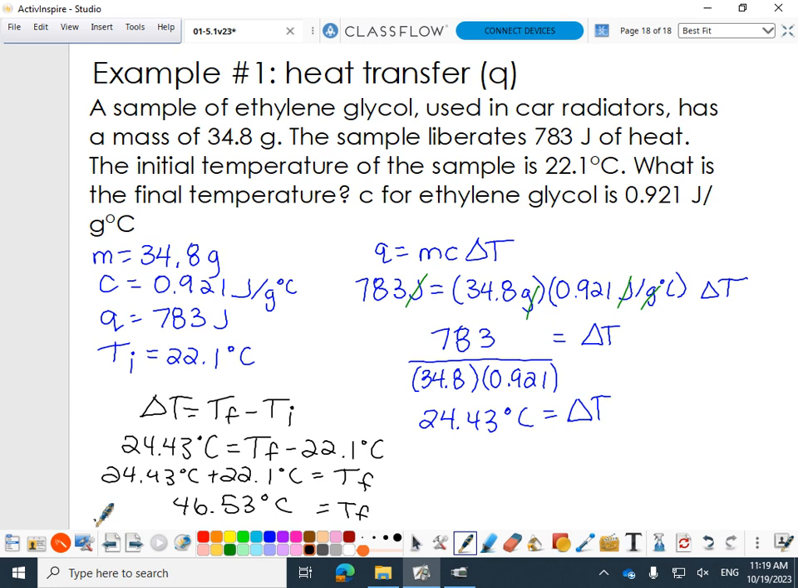Also, when you get an answer, often in this unit, you can kind of think about what your answer is and read the question and see if it makes sense. So it says in the second sentence that the sample liberates energy. So then the final temperature should be higher than the initial. It's gotten warmer, okay? So you can check that as well.